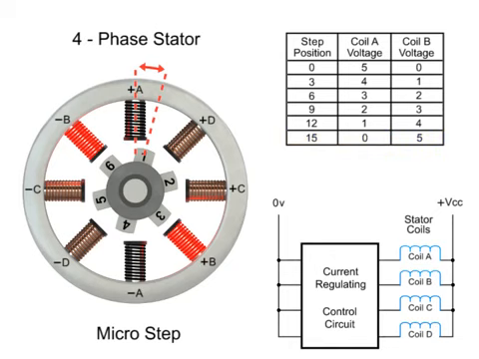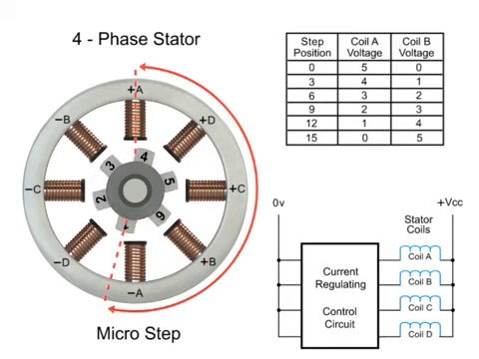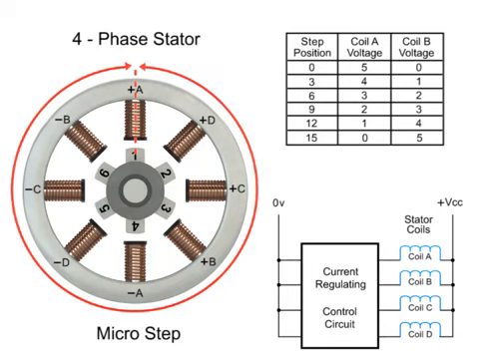This process continues at all coils within the stator to provide accurate positioning. As you can see in this example, 120 steps are required to make a full rotation at 3-degree increments.